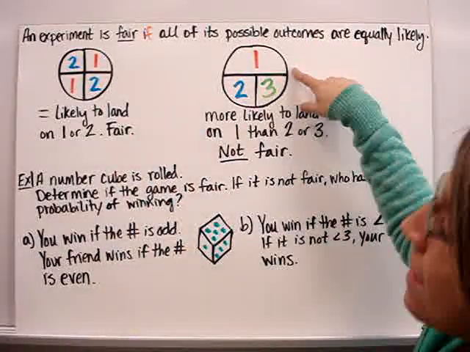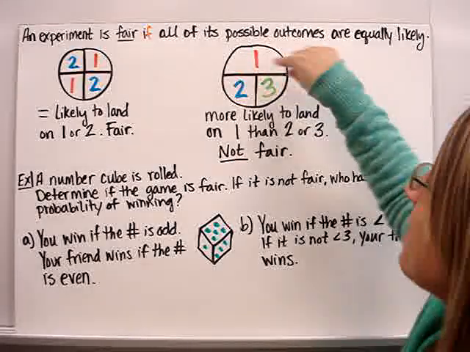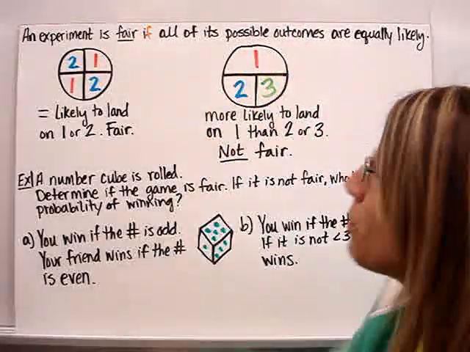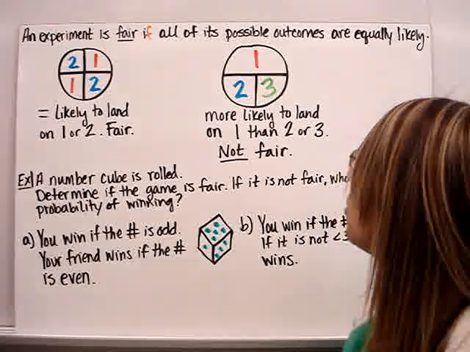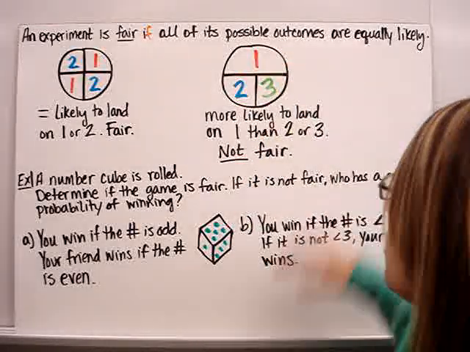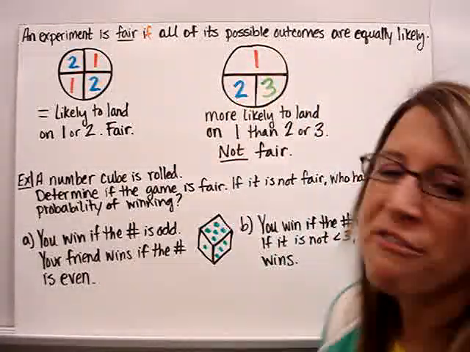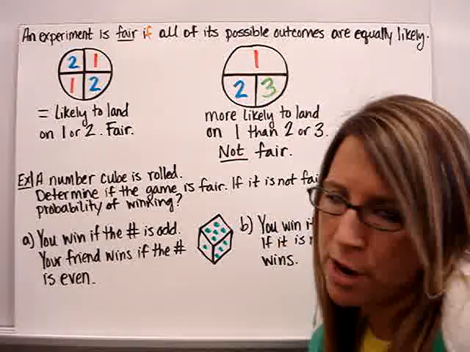However, you have something like this, where 1 takes up half of the circle, and then 2 or 3 each take up 25% of the circle. You're more likely to land on 1 than on 2 or 3. This is not going to be a fair experiment if you are spinning a spinner. Okay?